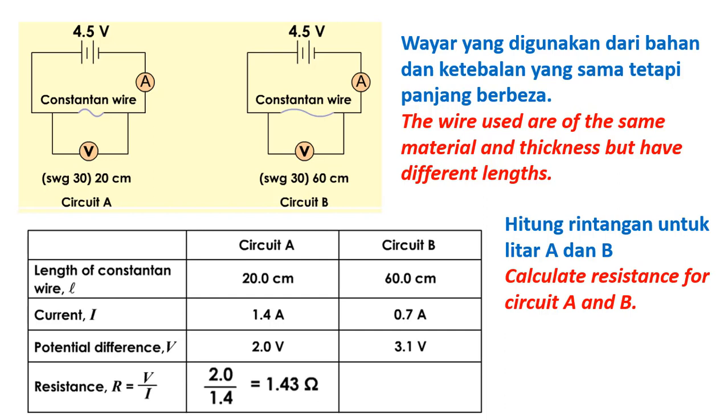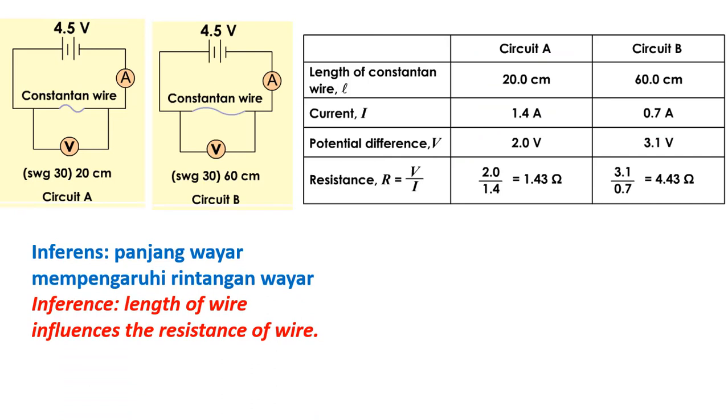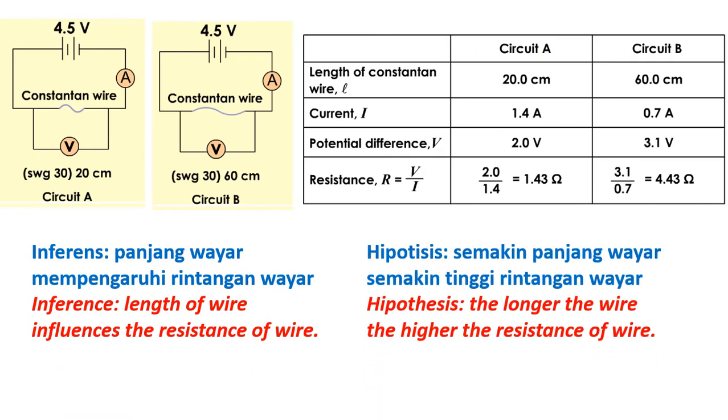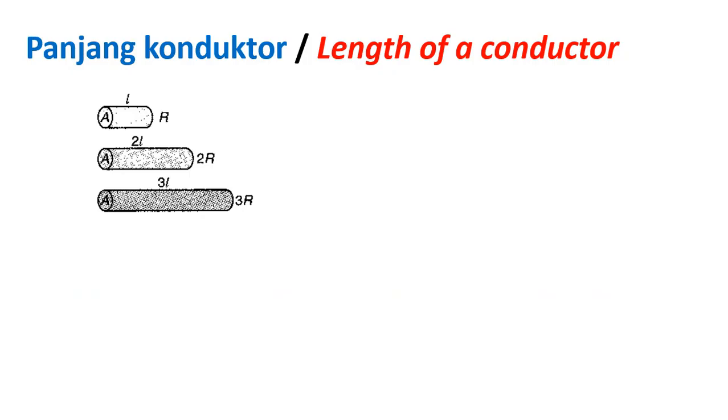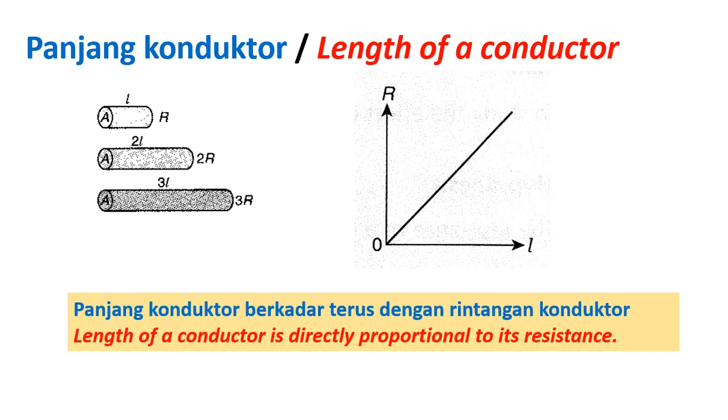So we calculate just now. Circuit A has 1.43 ohm, while circuit B has 3.1 divided by 0.7, which is 4.43 ohm. So circuit B has larger resistance because of the longer conductor. So the length of wire influences the resistance of wire. The longer the wire, the higher the resistance. The higher the length, the higher the resistance. So the length of a conductor is directly proportional to its resistance.